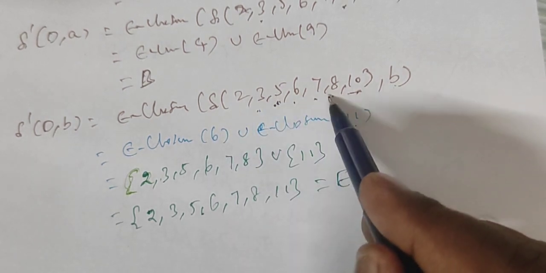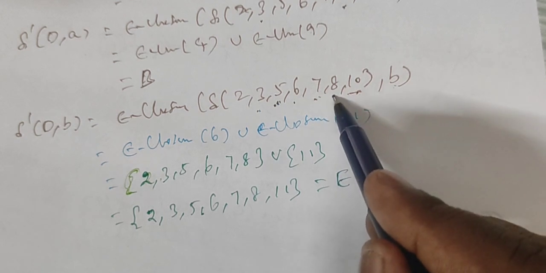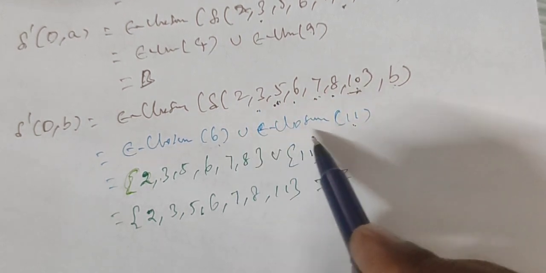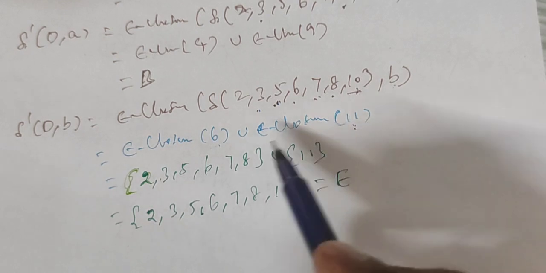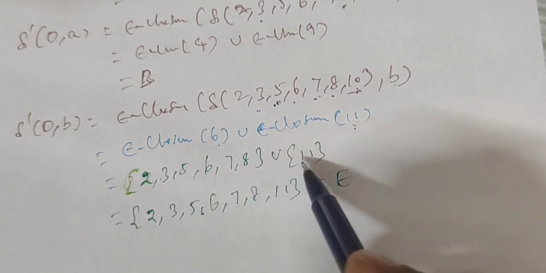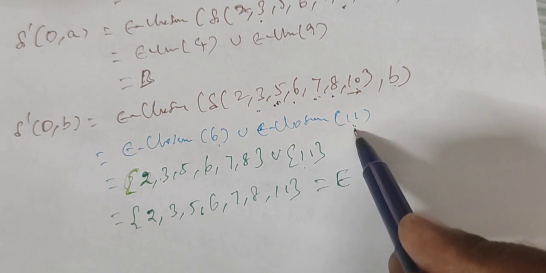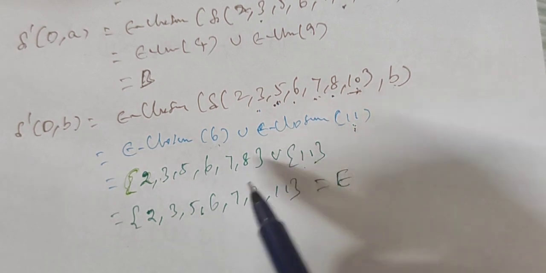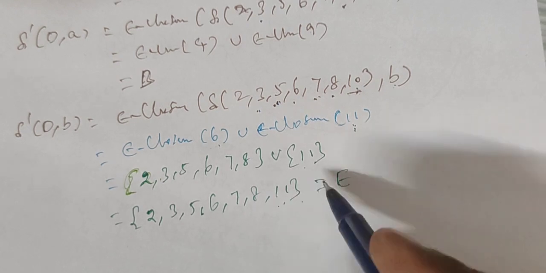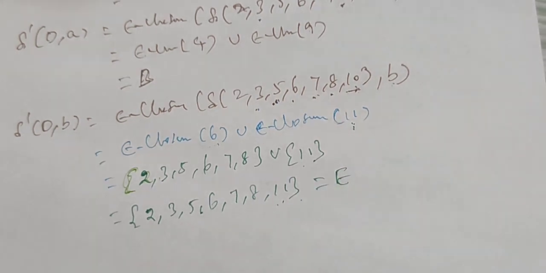6 you cannot apply, 7 you cannot apply, 8 you cannot apply, but when applied in 10, it goes to 11. So epsilon closure for 6 and epsilon closure for 11. Epsilon closure for 6 results in 2, 3, 5, 6, 7, 8, and epsilon closure for 11 is 11 itself. Now merge it together, and you get a new state which includes 11. We will name this E now.